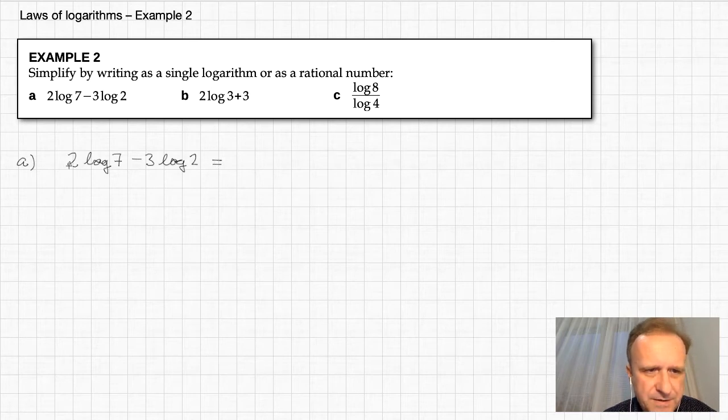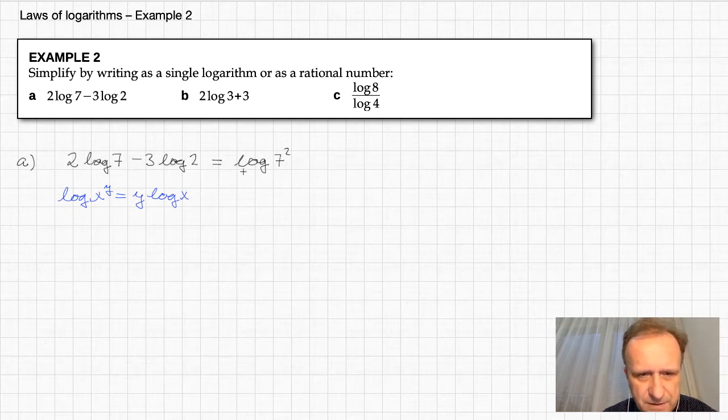So first, this 2 times logarithm of 7 can be understood as logarithm of 7 squared. The reason for that is the law that the logarithm of x to the power of y is y times logarithm of x. And this is what we used here. The only difference is that we started with the right hand side, y times logarithm of x, so y was 2, x is 7, and then we have the final left hand side here. So it's the logarithm of 7 to the second power.